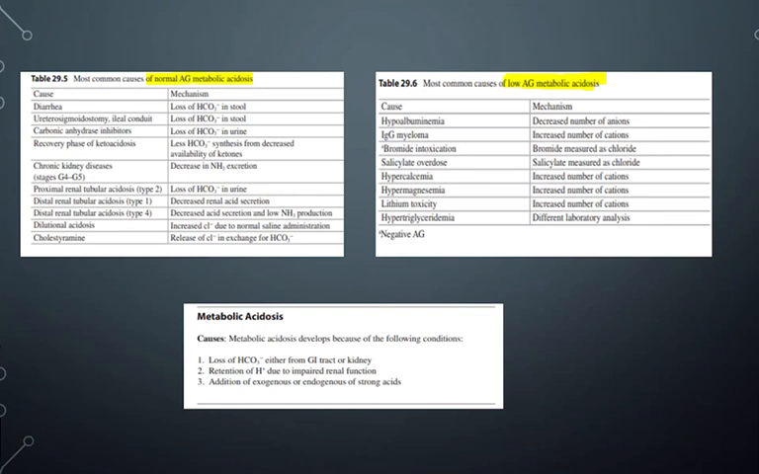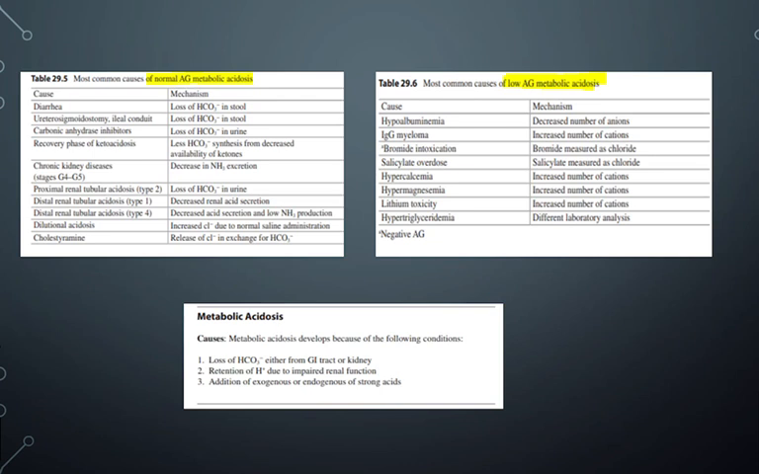Now there are certain conditions which can lead to normal anion gap metabolic acidosis. Normal anion gap metabolic acidosis is characterized by the loss of bicarbonate either in the stool or in the urine, so that there is hyperchloremia as a compensatory mechanism, and the anion gap is not disturbed. The common conditions include diarrhea, ureteral diversion surgeries, and renal tubular acidosis.